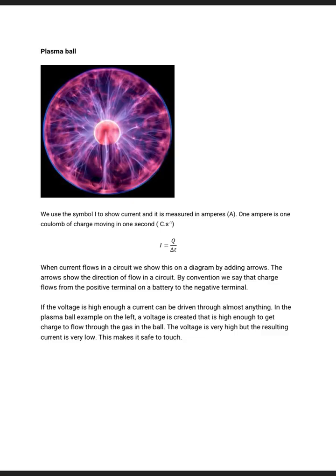So we use the symbol I to show current. As you can see here, the symbol I stands for current, right? And then it's measured in amperes. 1 ampere is 1 coulomb of charge in 1 second. We have shown that, right? And this is the equation.